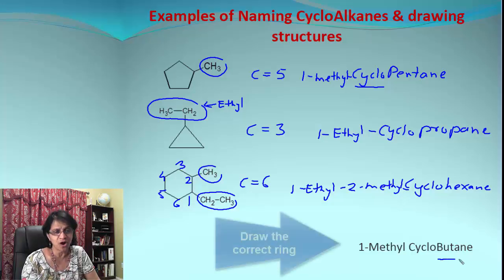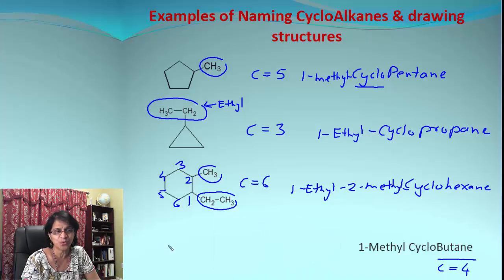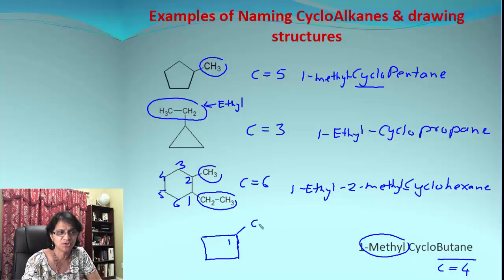Let's do it the reverse way. Here we are going to draw the structure. It is butane. That means it corresponds to 4 carbon atoms. It's cyclobutane. So the structure will be a square like this. 1-methyl. That's the only substituent, so you can number that 1-methyl. We only have 1 substituent and you can number that anywhere you want. So if that is 1, we should have a methyl group attached to that.